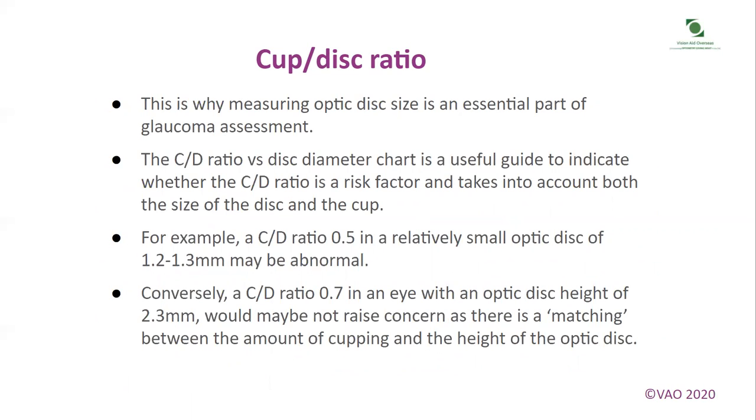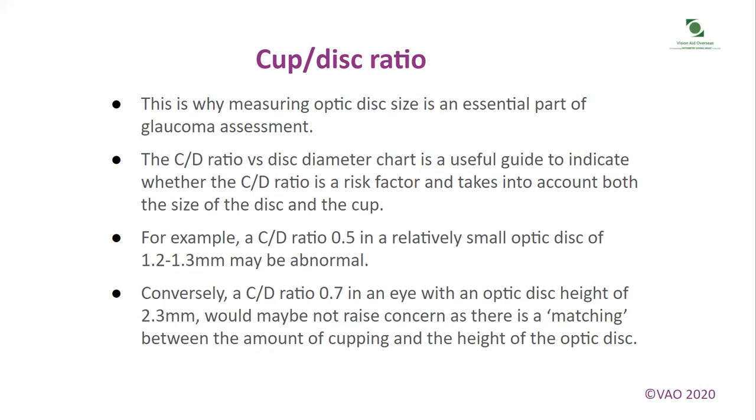This is why measuring optic disc size is an essential part of glaucoma assessment. The CD ratio versus disc diameter chart is a useful guide to indicate whether the CD ratio is a risk factor and takes into account both the size of the disc and the cup. For example, a CD ratio 0.5 in a relatively small optic disc of 1.2 to 1.3 millimeters may be abnormal.